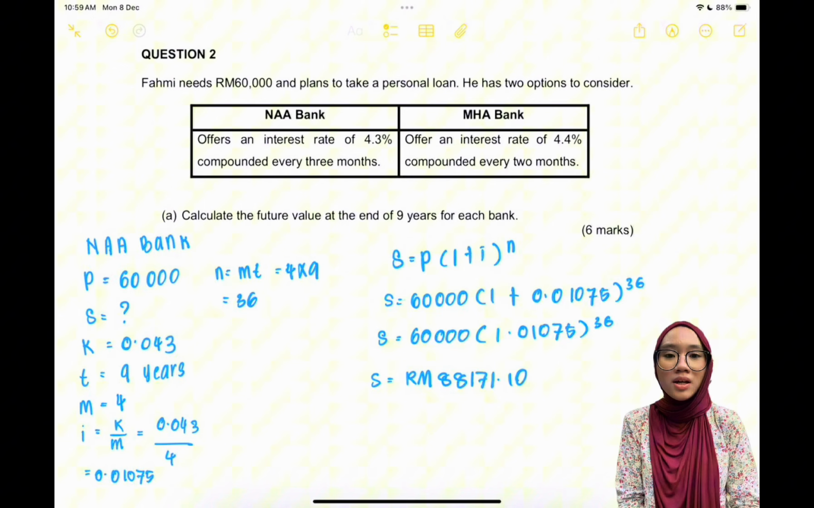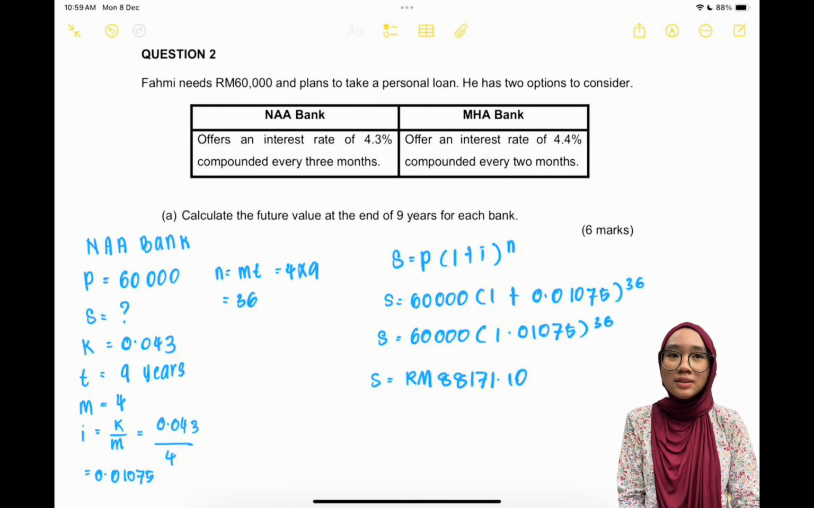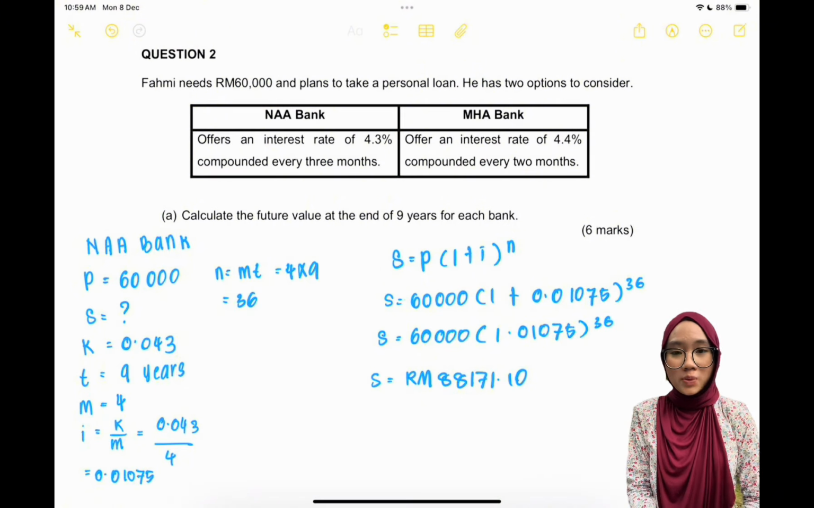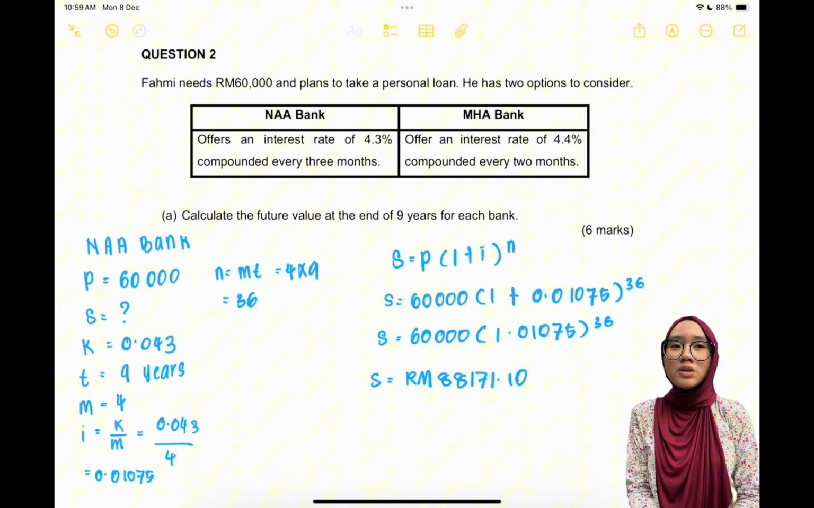So now I would like to explain my part, which is question 2. For AA bank, the P is 60,000, the K is 0.043, the T is 9 years, M is 4, I is 0.01075, and N is 36. So for this question, we use the formula S equals P 1 plus I power N. S equals 60,000, 1 plus 0.01075 power 36. S equals 60,000, 1.01075 power 36.